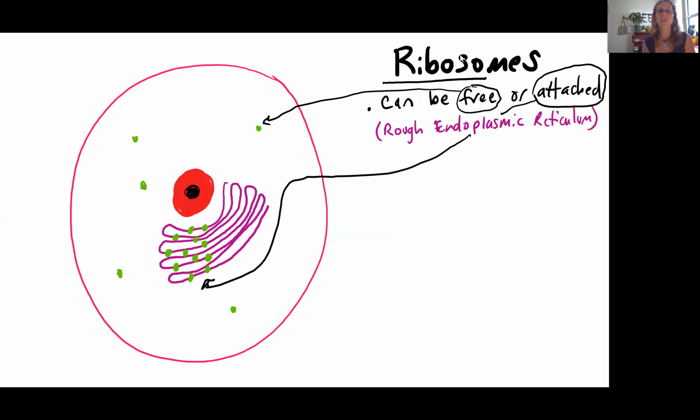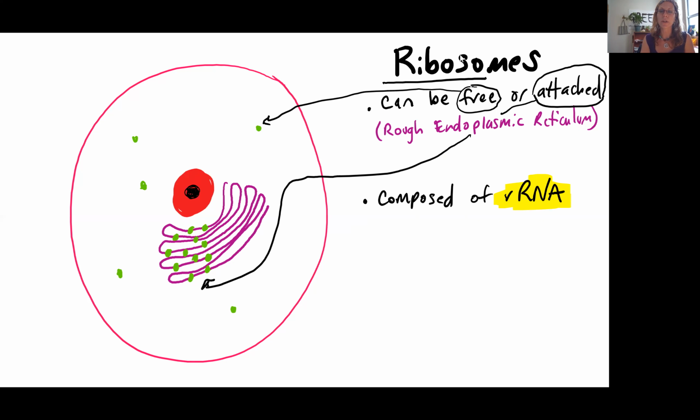Now, the next structure for us to look at is the ribosome. The ribosomes can be described as either free, so that means they're just out there in the cytoplasm or in the cytosol, or they can be attached, and that means they're actually anchored to and a part of the rough endoplasmic reticulum. We're going to be looking at the rough endoplasmic reticulum in more detail in our next video, so we'll talk about it again. No matter whether a ribosome is free or attached, it has the same job.